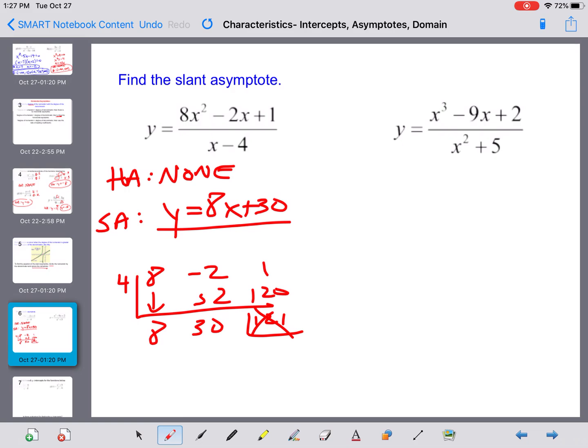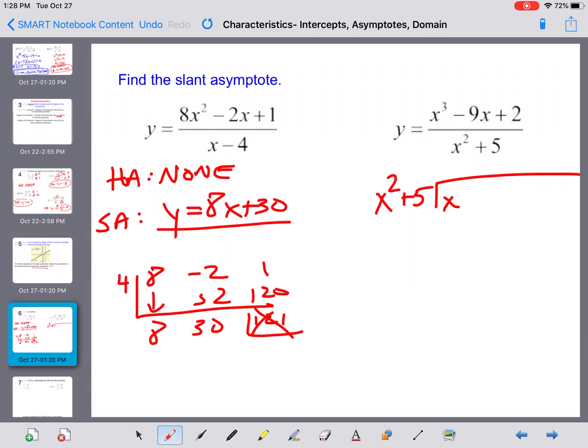We have x to the third minus 9x plus 2 over x squared plus 3. We have squared and cubed, so cubed is larger, so we would have no horizontal asymptote. But we aren't able to use synthetic division, so we want to use long division for this. So x squared plus 5 goes into, and we can add an x if you want in there.